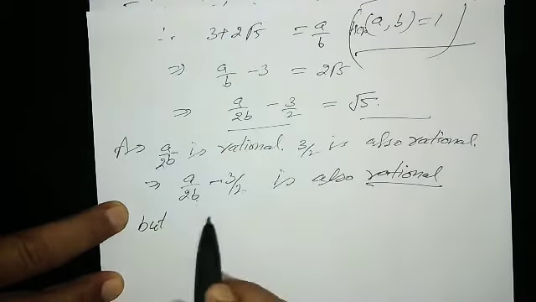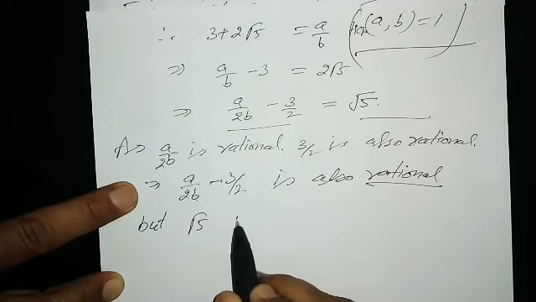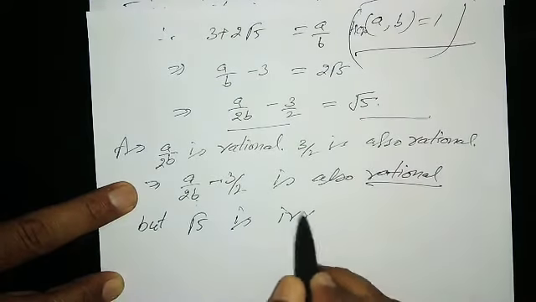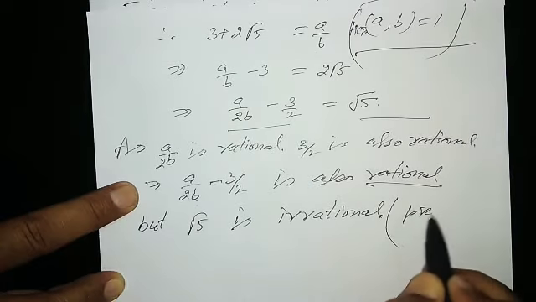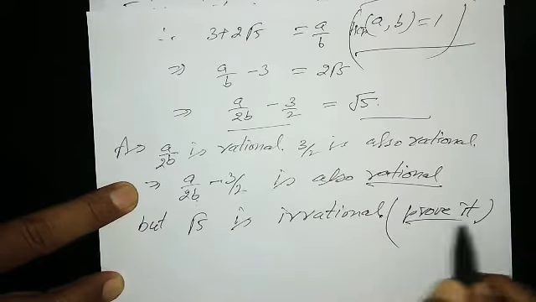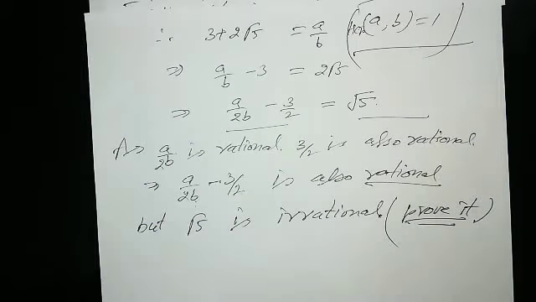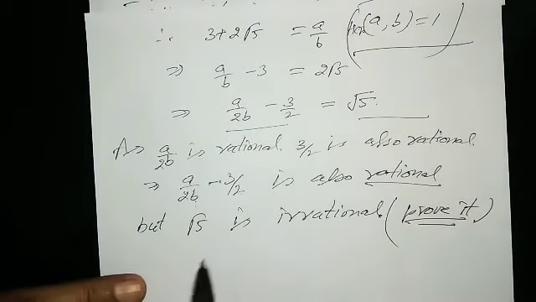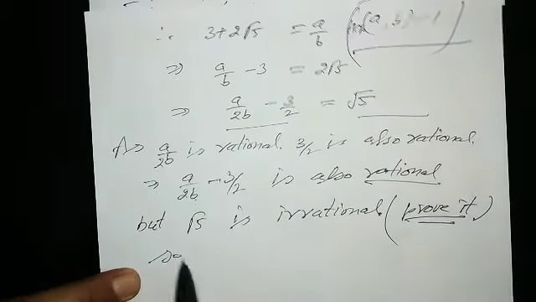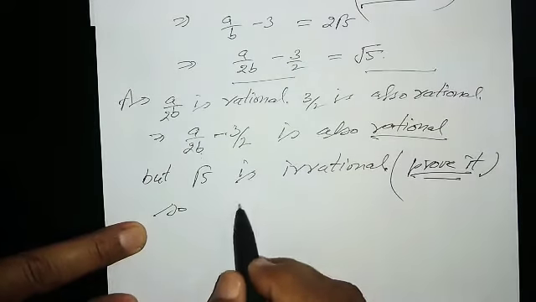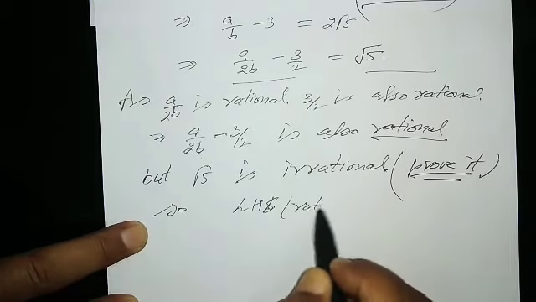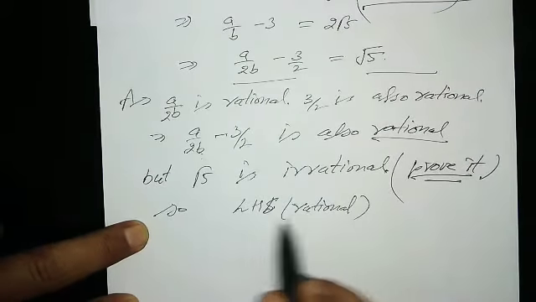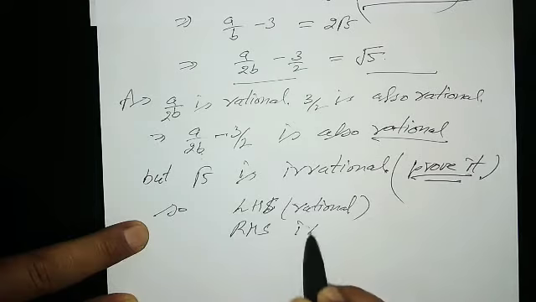But root 5, as we have proved earlier, is irrational. Now the question arises, is it necessary to prove it? Yes. You have to prove it in your exam that root 5 is irrational. So we reach the result: LHS rational and RHS irrational.